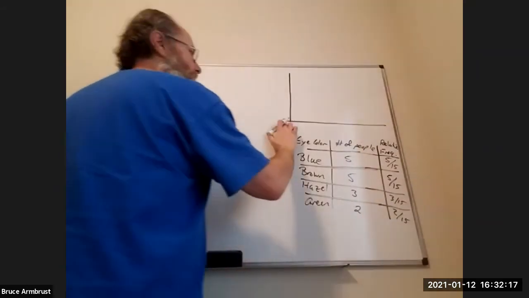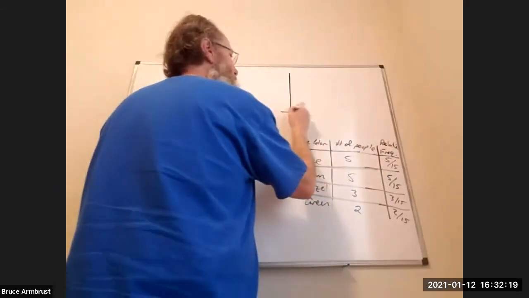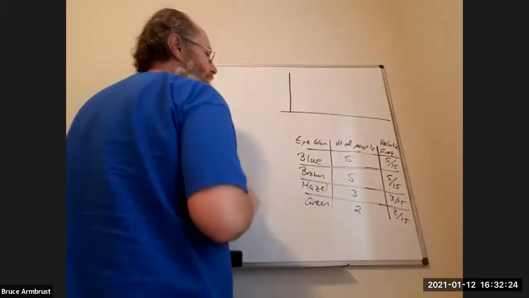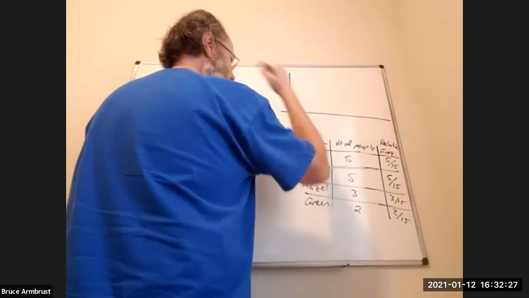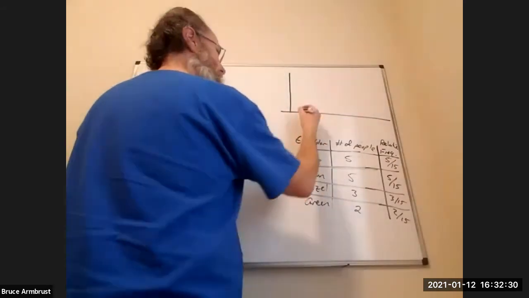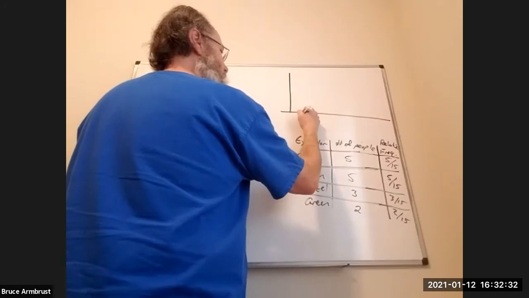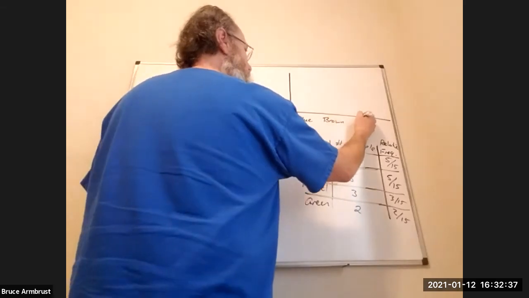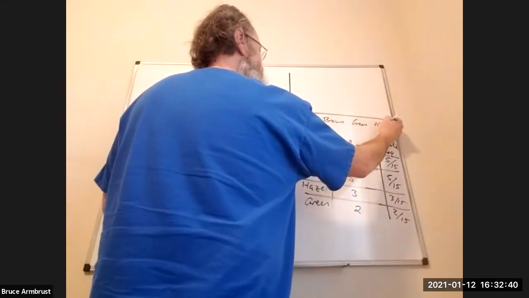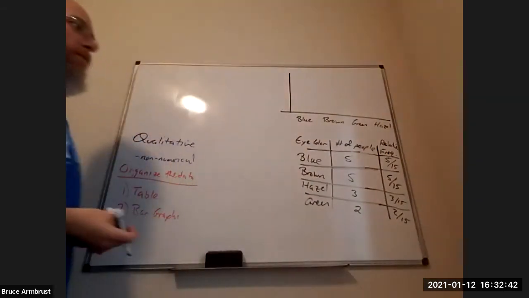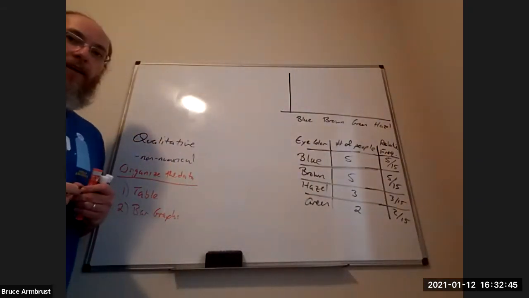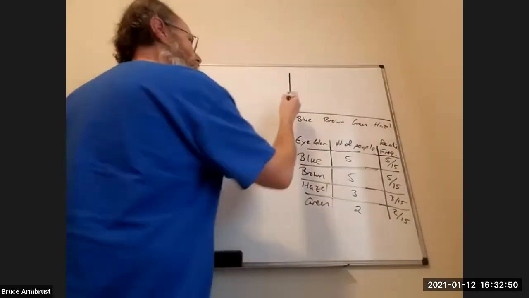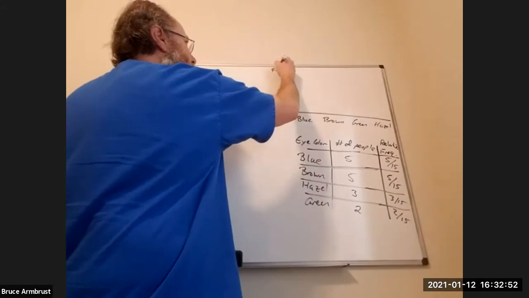Now, on the horizontal axis, actually, let me move this up a little bit. This is where I'm going to put our eye colors. I'm going to put them here in alphabetical order. So we've got blue, brown, green, and hazel. Those were the 4 different eye color responses that we got. Now on the vertical axis, this is going to be frequency.